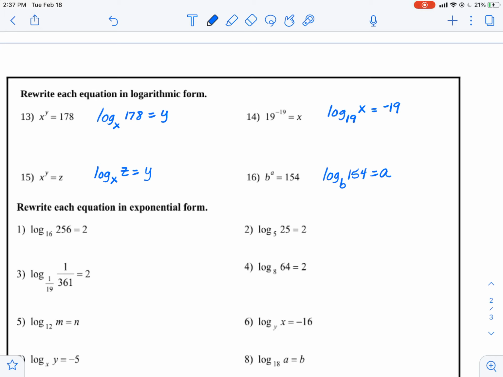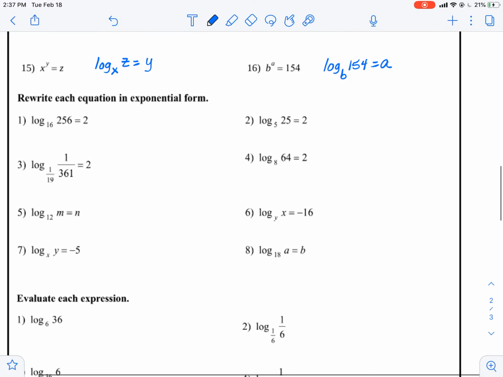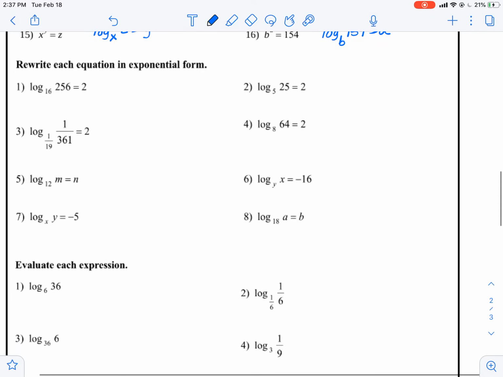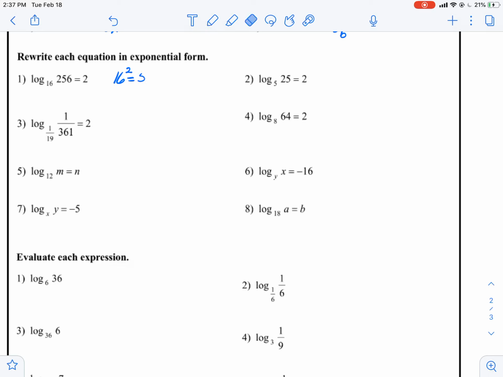Okay, so again, we're just going to do the same thing. These are just equations, but now we're going backwards to the exponential. Okay, and in this case, let me just show you how to work. 16 squared equals, whoops, that's supposed to be a 2, 256. 16 squared equals 256. And this should make sense, okay? 16 squared should be equal to 256.